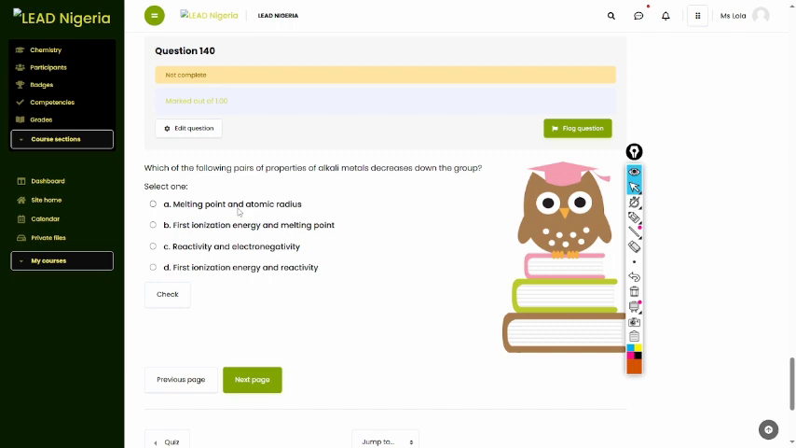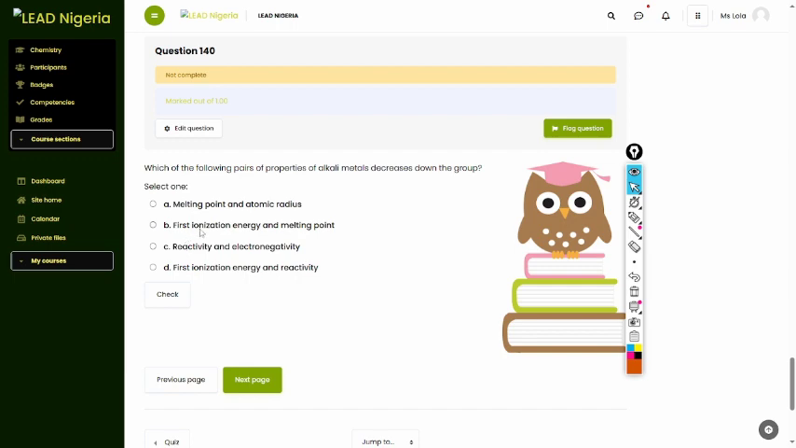So the atomic radius actually increases down the group, and the melting points of metals also decrease down the group, because the metallic strength of the bond decreases down the group as the attraction between the electrons and the nucleus decreases. So both melting point and atomic radius decrease down the group. So the answer should be A. Let's check and make sure about the other ones.